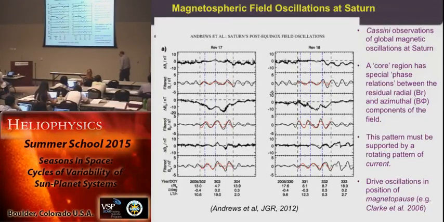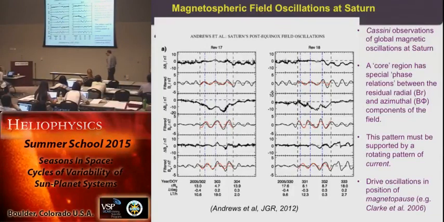Now at Saturn, the dipole is not tilted, right? But we still see changes in the radial field. So what's going on? Why is that happening? How is a seemingly rotational modulation being imposed on the magnetic signal at Saturn when the internal field of the planet itself is not a rotating tilted dipole?